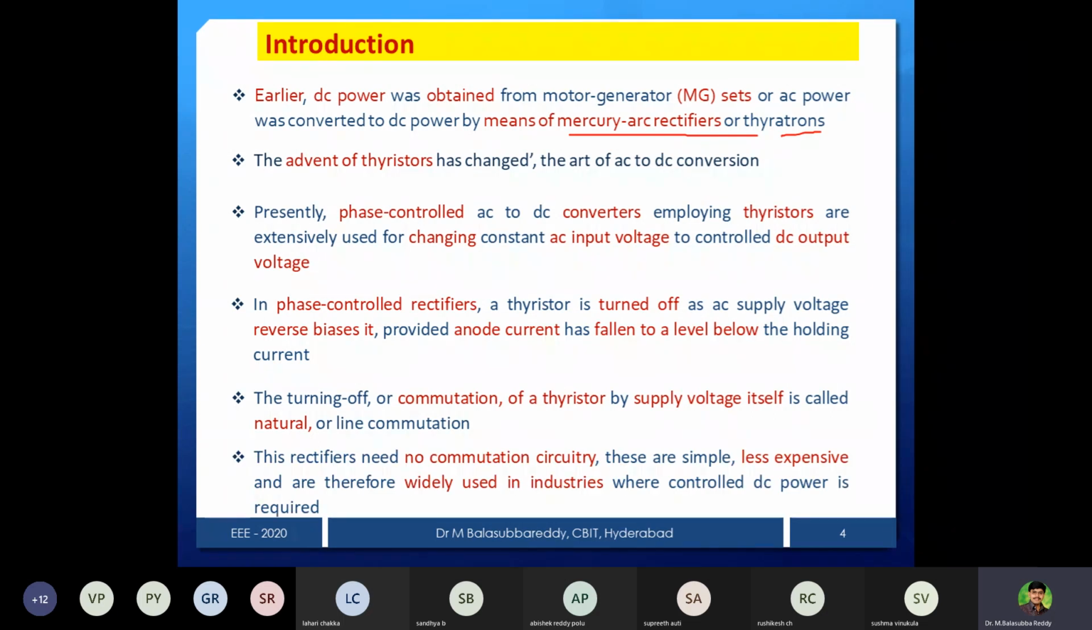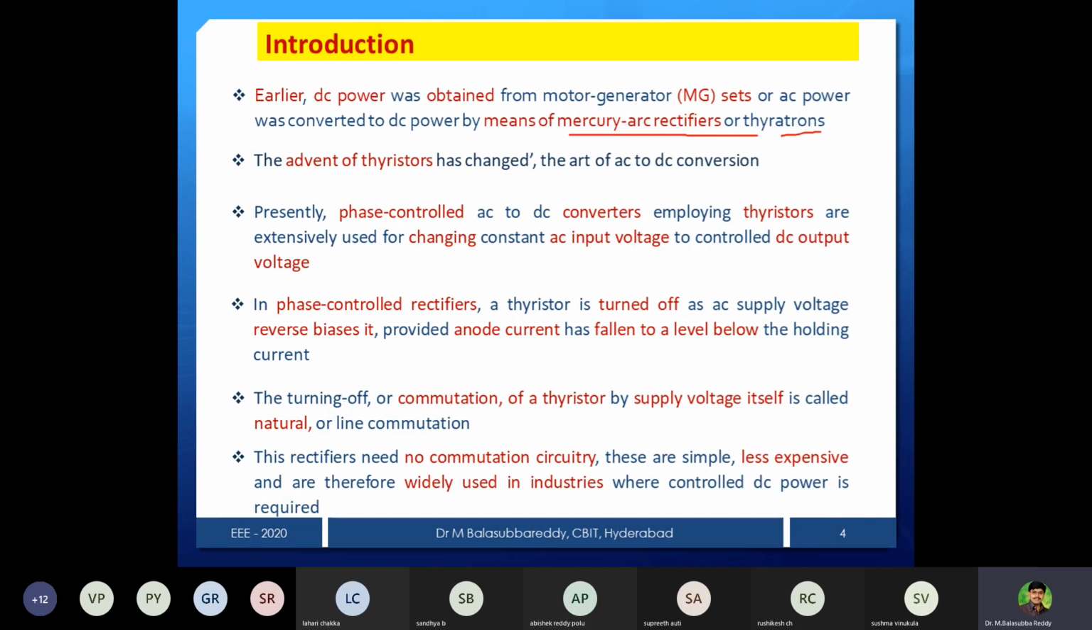Whenever the input is an AC supply, the device automatically turns off naturally. The rectifiers need no commutation circuit, because the input here is AC, so we don't want any additional commutation circuit. They are simple, less expensive, and therefore widely used in industries where controlled DC power is required. So whenever variable DC is required, we can go for a phase control rectifier.